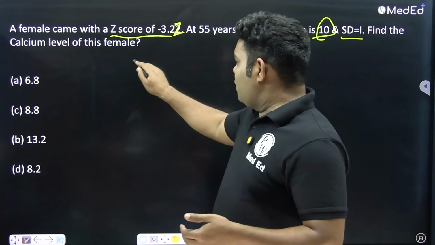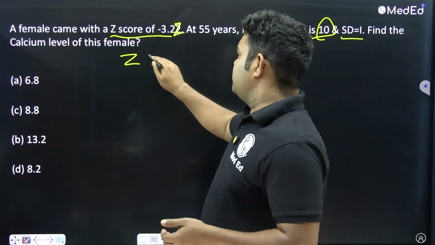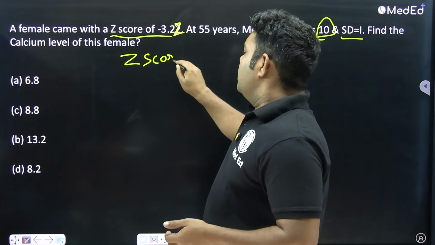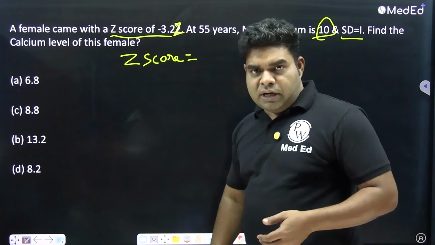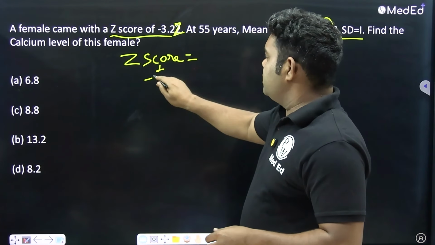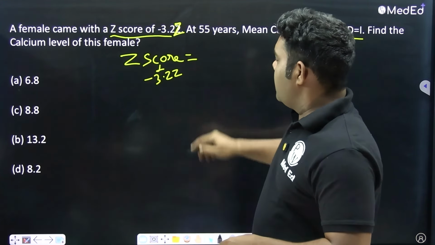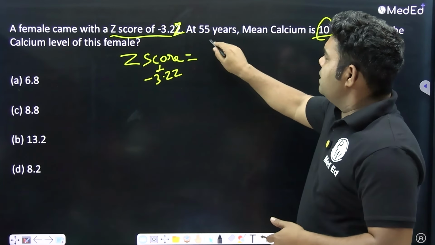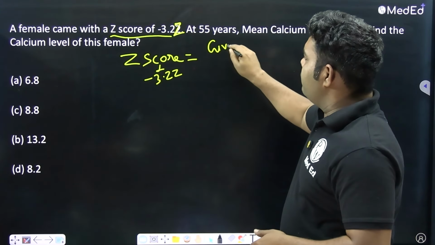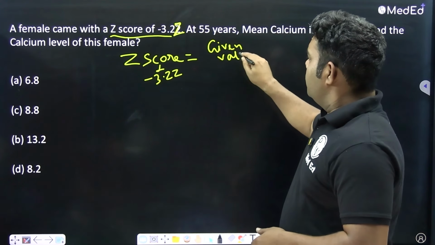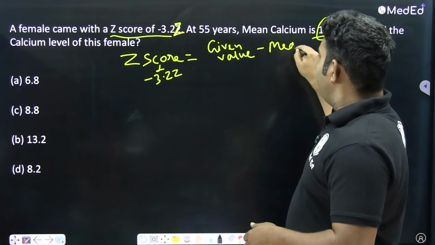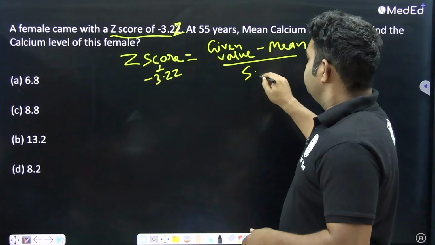And what is this Z score? I will explain. But let's first find it. The Z score in this question is given, so we need not find the Z score. It is minus 3.2 Z. The formula for Z score is given value minus mean by standard deviation.